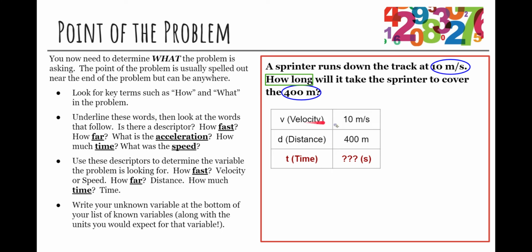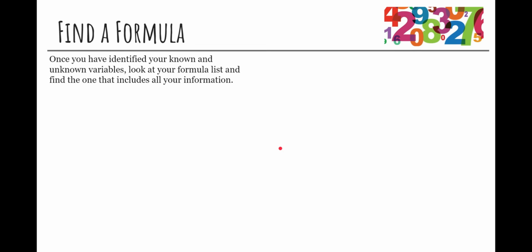All right, so I now know what I've been given, velocity and distance, and I know what the problem is asking me for, time. Now I need to take that information and find a formula. Once you've identified your knowns and your unknowns, you want to look at your formula list, or if you don't have a list, use what you know, and find a formula that includes all of the information.